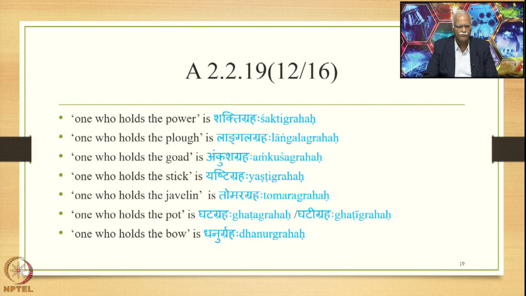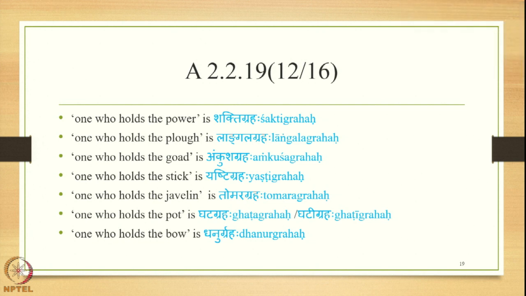Then we have the meaning "one who holds the bow." And the compound output generated is dhanur graha, when we add the suffix ach after the verbal root graha with the upapada dhanus.